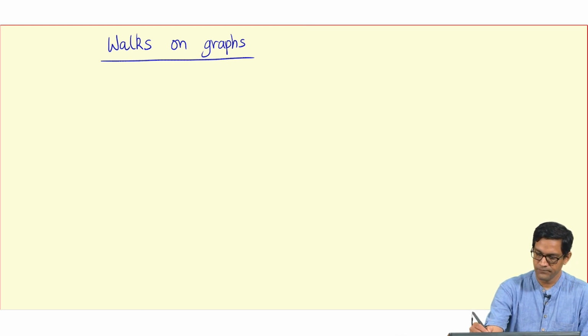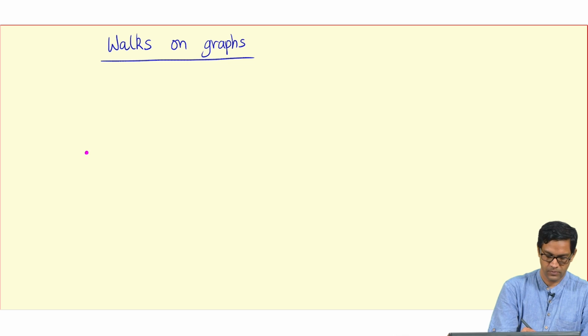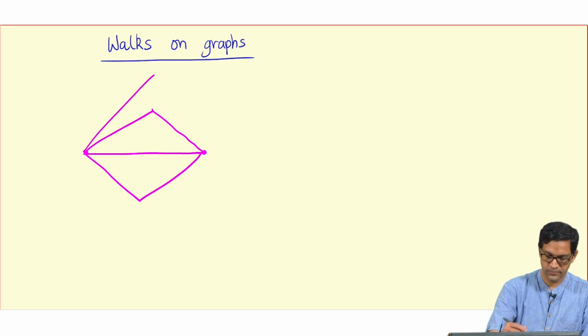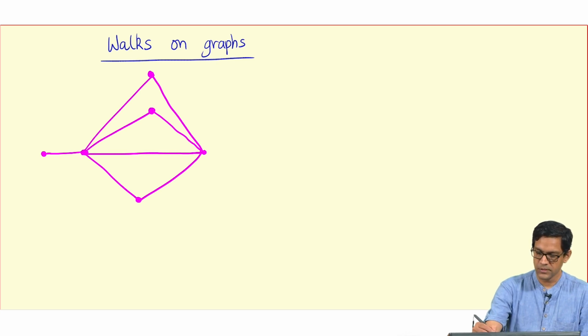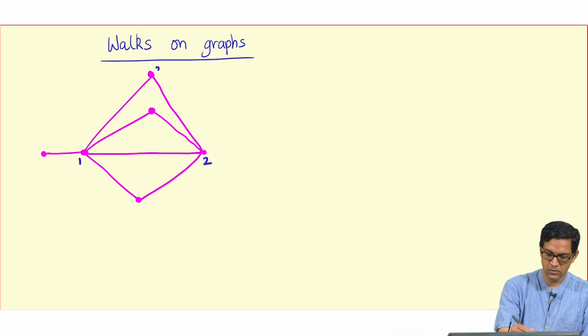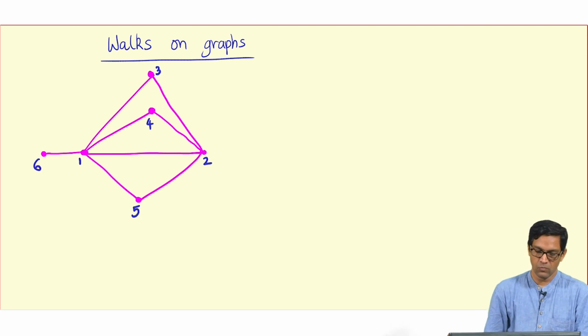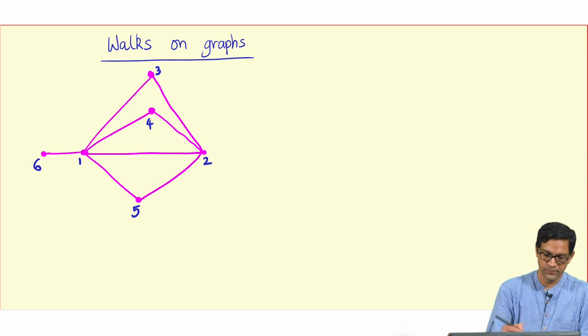So, let us draw a graph. So, I have some vertices and some edges. So, here is an example of a graph with 6 vertices, which we will number as 1 through 6. So, let us call these 1, 2, 3, 4, 5 and 6. So, here is our graph, and what we are going to do is to try and count walks of various lengths on this graph. Okay.